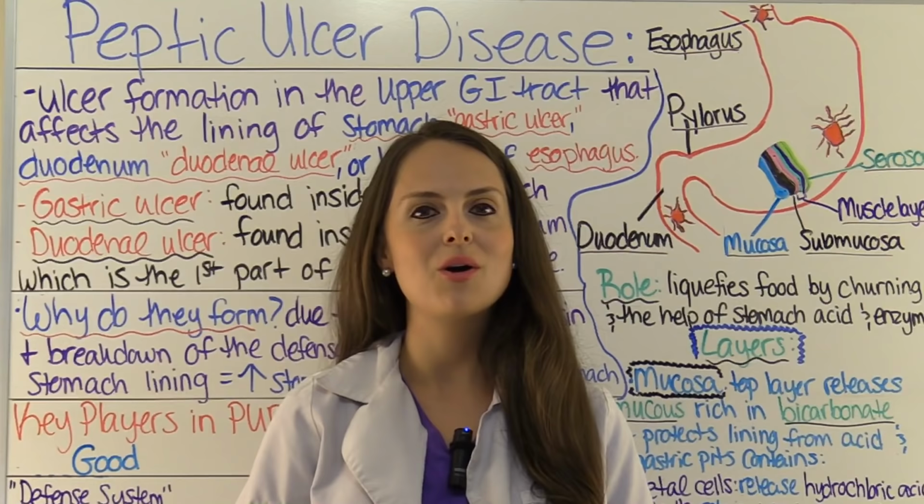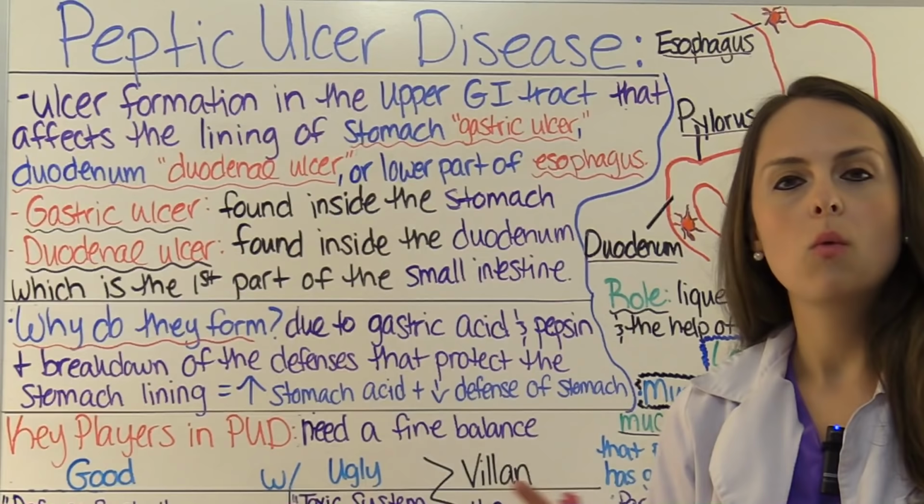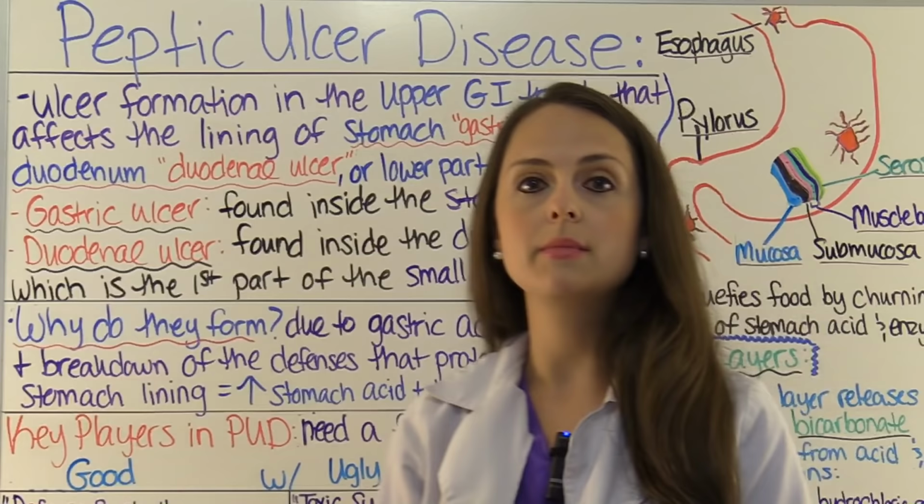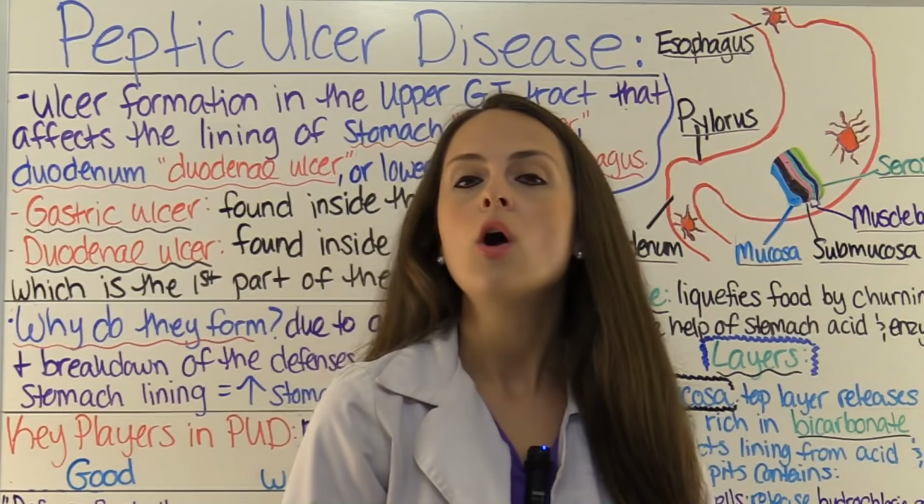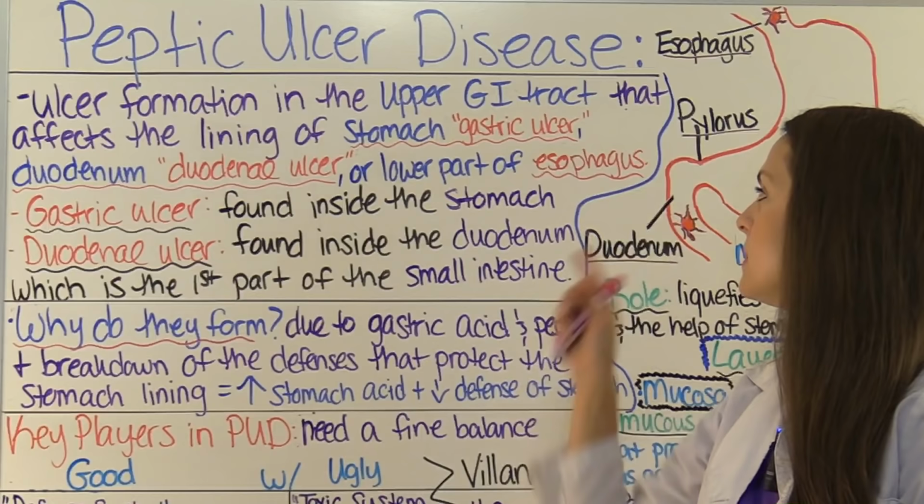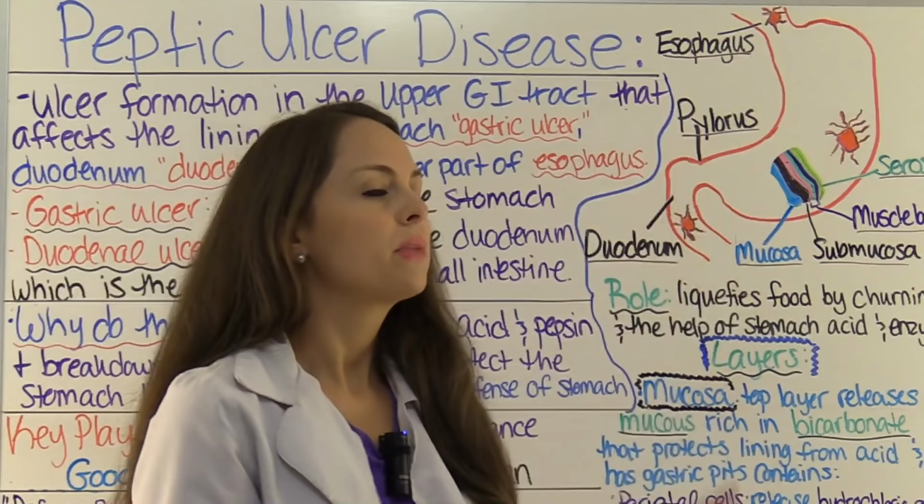So let's get started. Okay, first let's start out talking about what is peptic ulcer disease. Peptic ulcer disease is ulcer formation in the upper GI tract that affects the lining of either the stomach, so the ulcer can be located in the gastric area, so it's called a gastric ulcer, or it can be located in the duodenum, and it would be referred to as a duodenal ulcer in this area right here. Or sometimes they can be located in the lower part of the esophagus. But for this lecture, we're going to concentrate on gastric and duodenal ulcers.